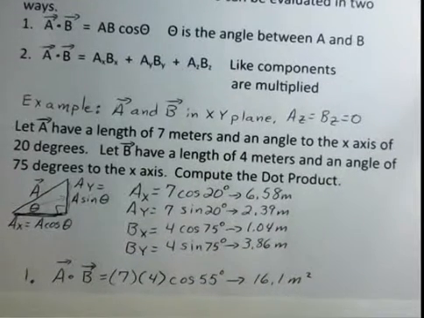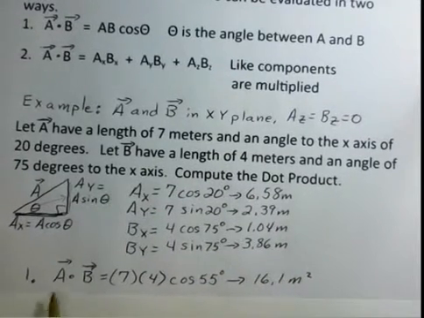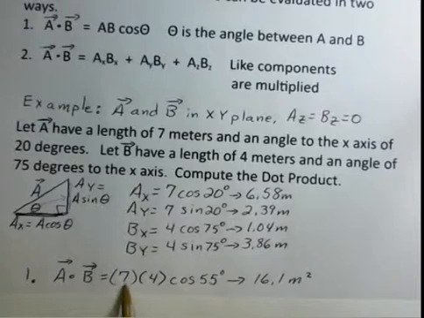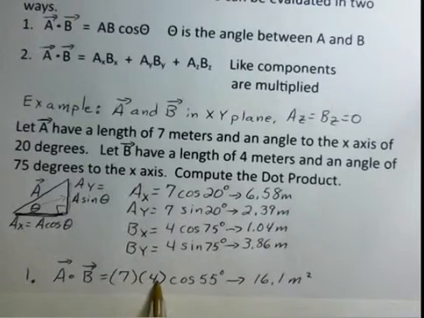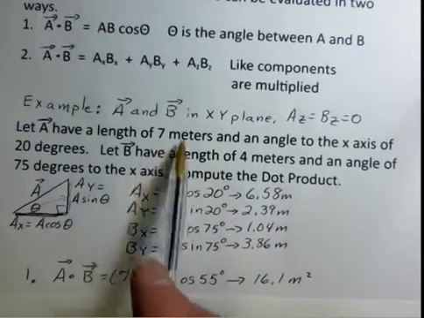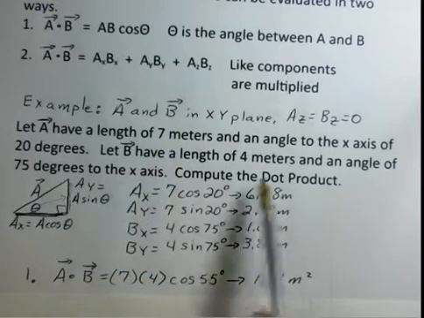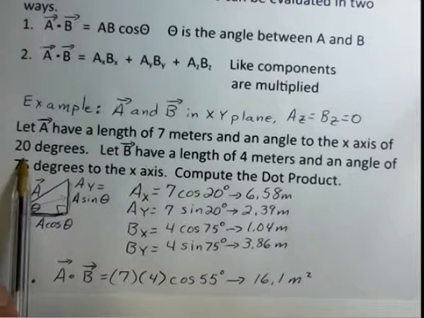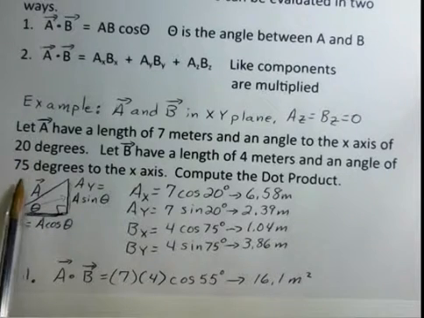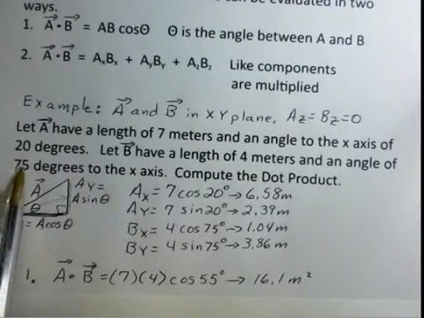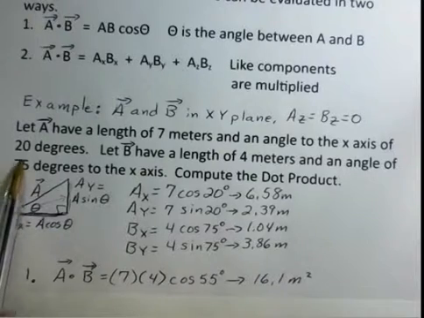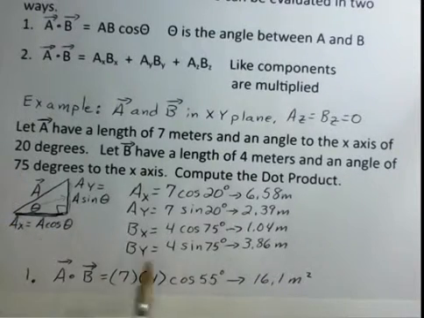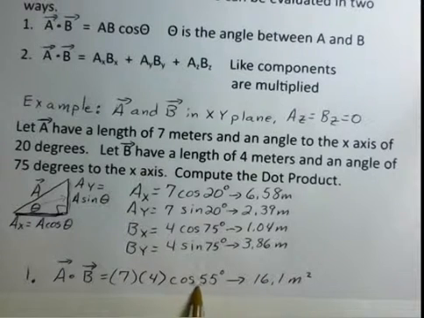And if I use the first method, A dot B, the magnitude of A was 7, the magnitude of B was 4. Those are the numbers given to us. We had 75 degrees to the B vector, 20 degrees to the A vector. Both of those measured from the positive x-axis. So subtract those two. There's 55 degrees between the two vectors. I do not use 20. I do not use 75 in here. The angle is the angle in between the two vectors.